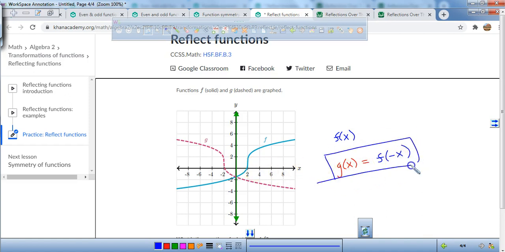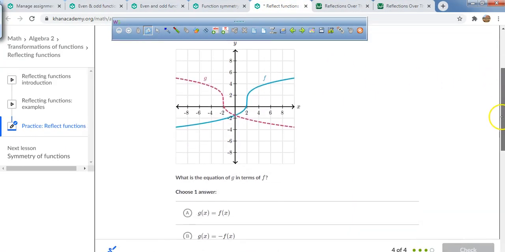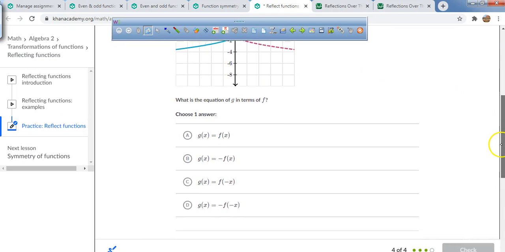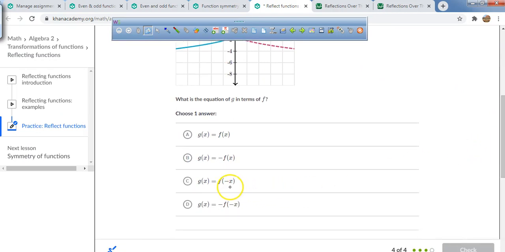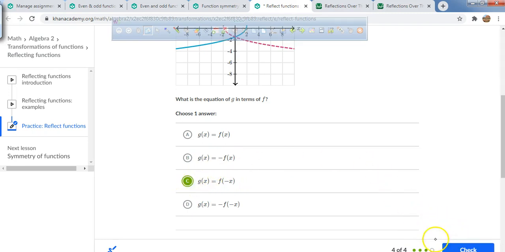G of x I know is going to equal f of negative x. So g of x equals f of, there it is. This means they're the same function. This means it reflects it across the x-axis, and this means it reflects it across the y-axis. And this means it reflects across the x-axis and the y-axis.